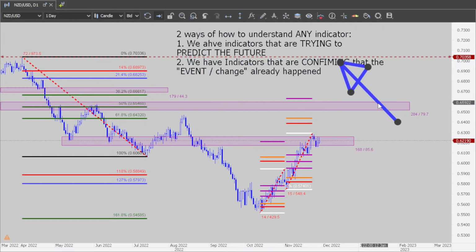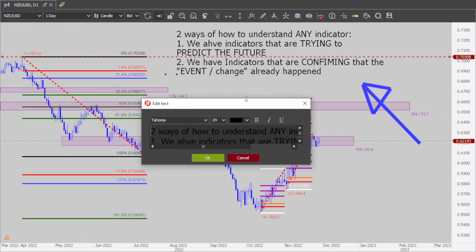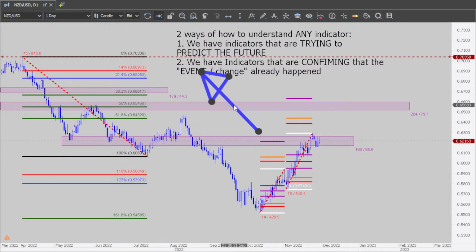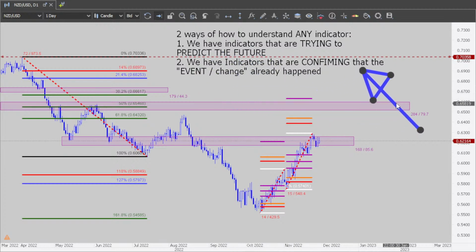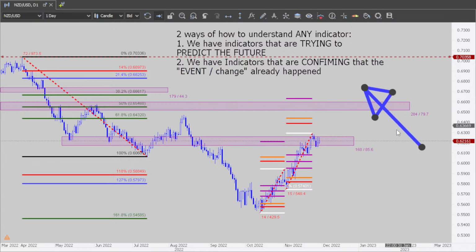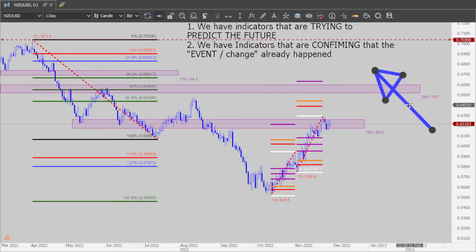Number one, we have indicators that are trying to predict the future, and we have indicators that are confirming that the event or change already happened. Okay, now what is the homework?